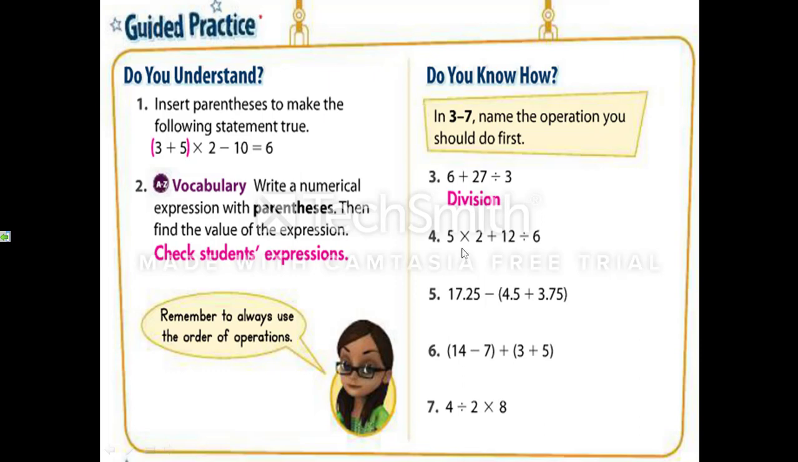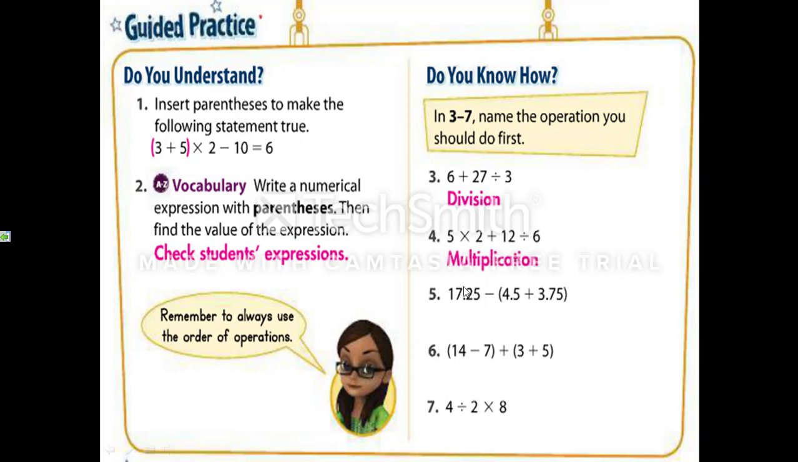Question 4, we have here 5 multiplied by 2 plus 12, then divided by 6. We have here 3 operations: multiplication, addition, and division. In this case, we have division and multiplication, and they are the same strength. So which one should I do in the beginning? I should do the one which comes first, because I'm going from the left to the right. I'm going in this direction, guys. So in this case, the multiplication comes first. So I have to start with multiplication.